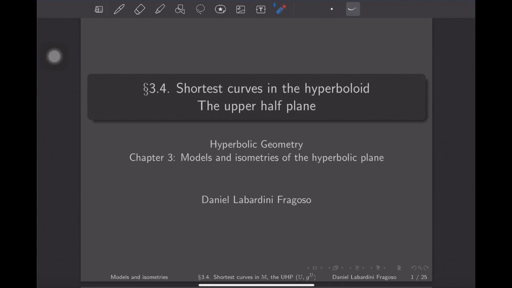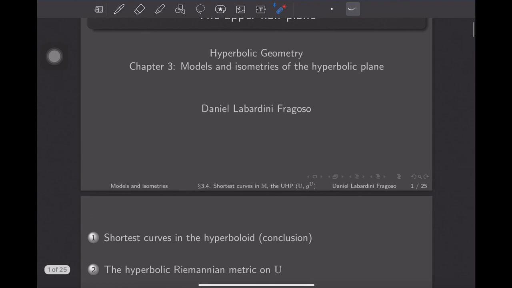So in today's class, we are going to finish the description of the shortest curves in the hyperboloid that we started doing last time. And we are going to introduce the upper half plane. Actually, we are going to introduce its Riemannian metric, because we already introduced the upper half plane as a set. Today, we are going to put a non-Euclidean Riemannian metric on it. So this is the plan of today's lecture.